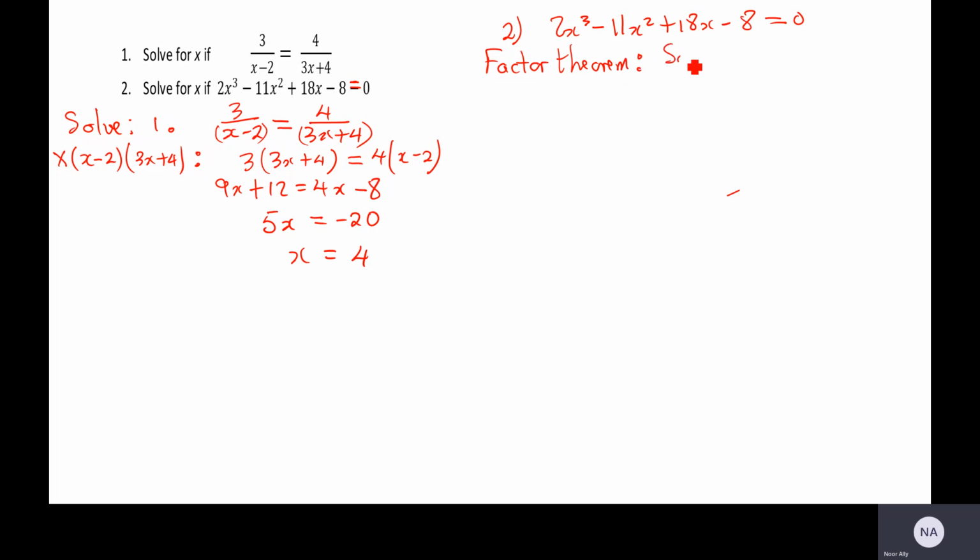What do you actually do? You substitute values: plus or minus 1, plus or minus 2, and so on, until you get 0. So in this case, 2x cubed minus 11x squared plus 18x minus 8: 1 doesn't work, minus 1, plus 2 works. So f of 2 gives me 0. Therefore, x minus 2 is a factor.